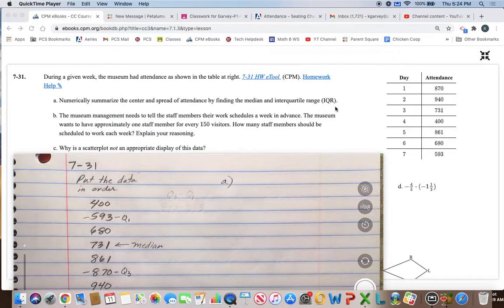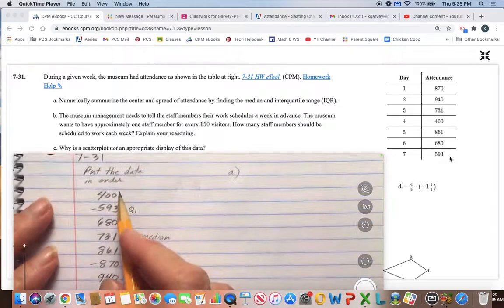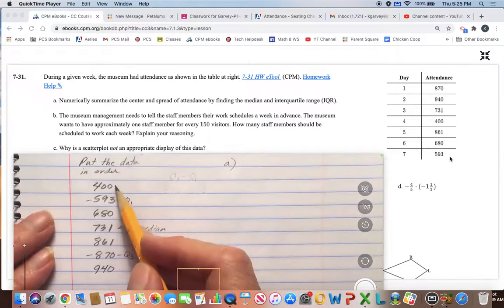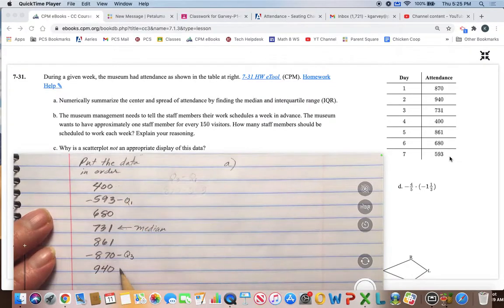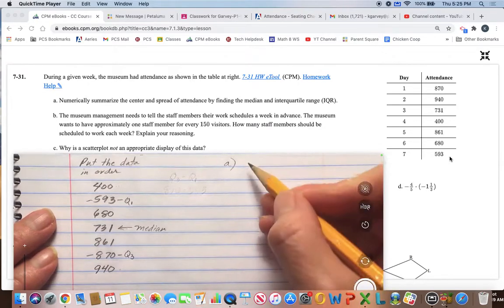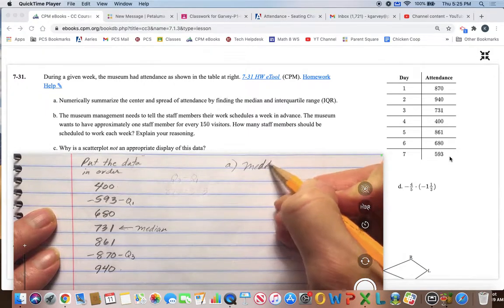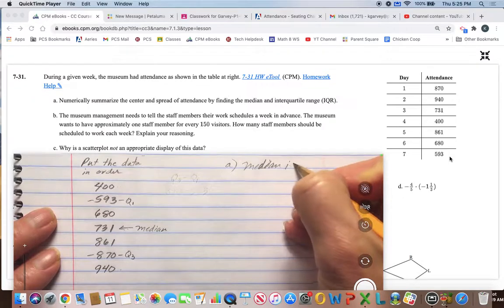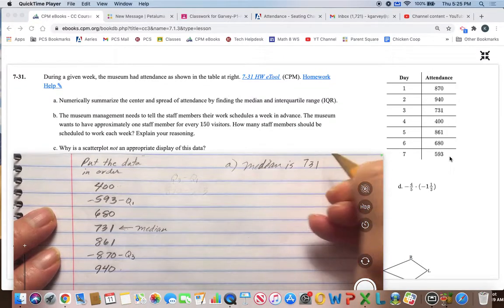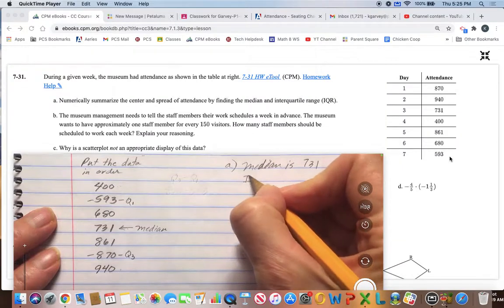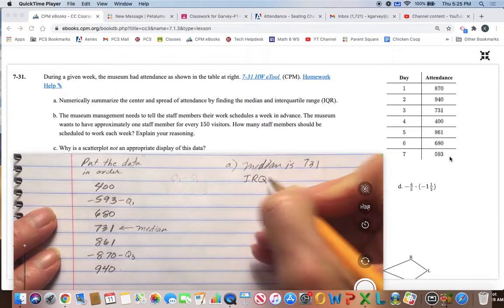Okay, so because these numbers sort of go up and down, we needed to be able to put them in order first to be able to find the median. And so I put them in order from lowest to highest. And when you do that, you can see quite easily that the middle piece of data, the median, is 731. So I can write that up here. Median is 731.